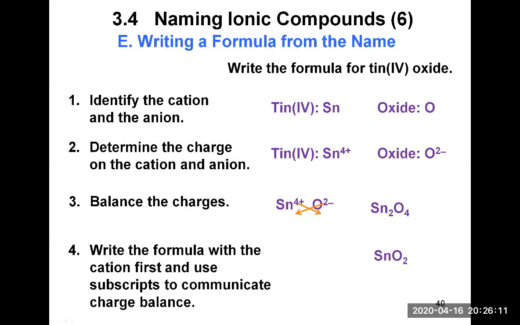And we can check that the charges are balanced by looking that we have 1 tin, and tin is 4 plus. So we have 4 positive charges in this formula. And 2 oxide ions, and each oxide is 2 negative charges. So 2 times 2 negative charges, it's 4 negative charges in total. So 4 positive charges cancel 4 negative charges. And so this formula is neutral. And so we know it's correct.